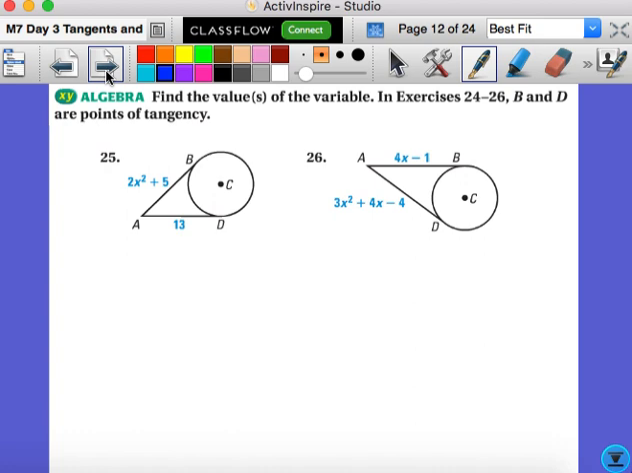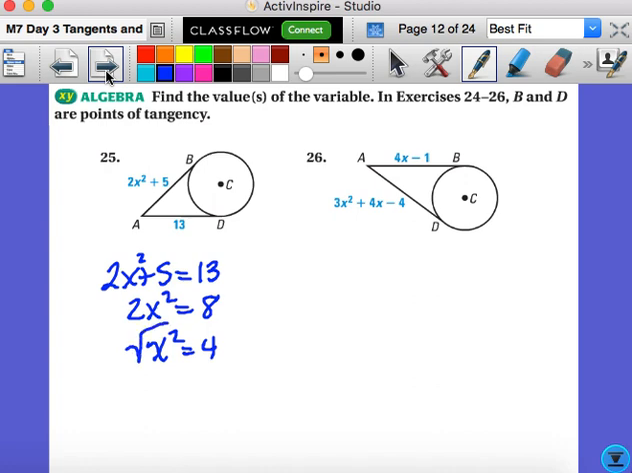Same thing for these next two questions here. 2x squared plus 5 should equal 13, sorry, I left my squared off there. Subtract that 5, 2x squared equals 8. Divide by 2, x squared equals 4.